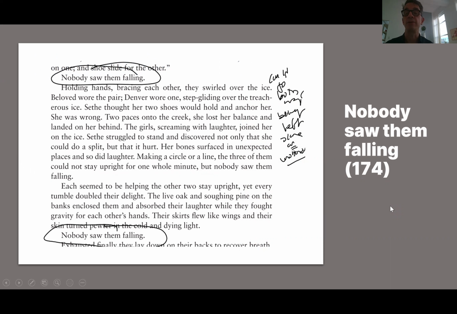This phrase, nobody saw them falling, is repeated twice on 174. So Sethe and Denver and Beloved go out skating. They've got one ice skate, a man's ice skate for some reason, and that's all they have to skate on, but they share it and they have a wonderful time. And there's two ways to read that phrase, nobody saw them falling. One is nobody's looking at them. They can fall and nobody's there to pick them up. No one's there to help them out. Nobody's concerned about them. Nobody cares. Or, nobody saw them falling: there's nobody to mock them, no one to make fun of them, no one to pass judgment on them, no one to think they're making fools of themselves.